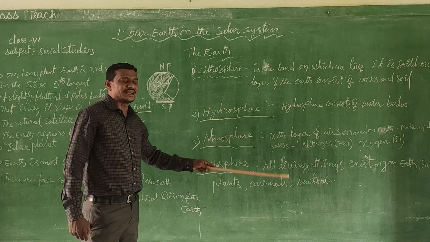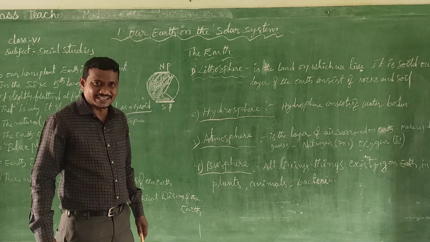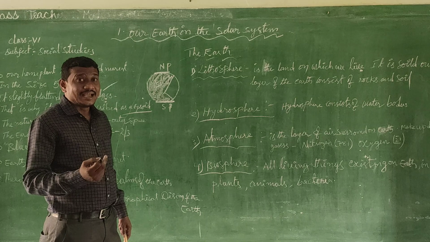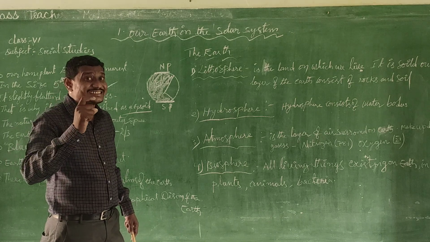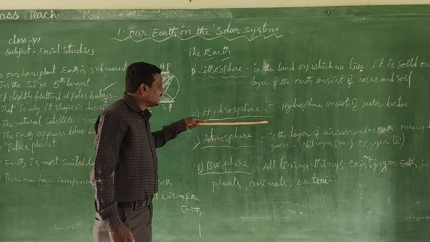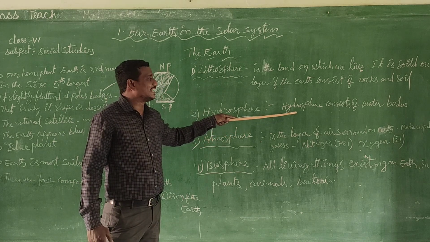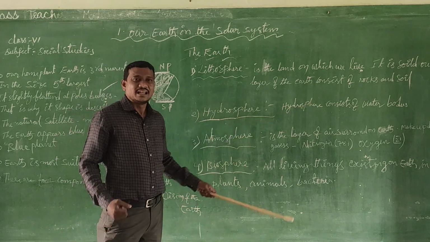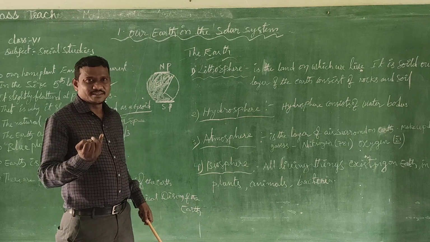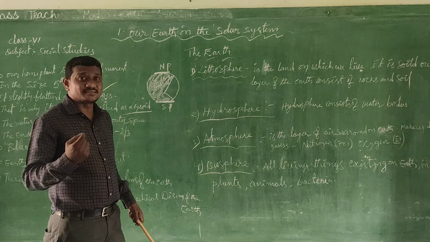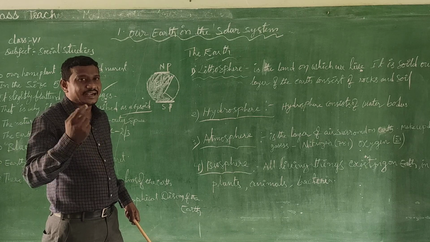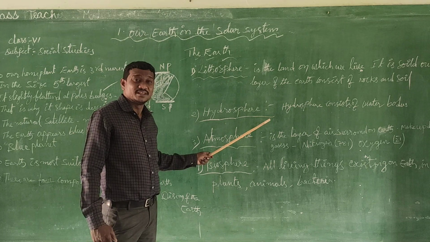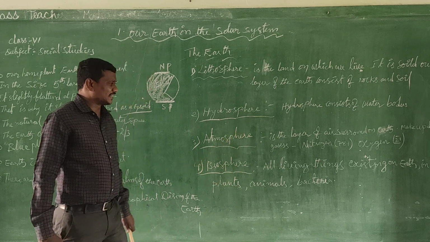Come to the second one, hydrosphere. This hydrosphere consists of water bodies. You know children, water bodies like oceans, seas, rivers, lakes, ice caps on mountains and tanks. Hydrosphere consists of water bodies like seas, oceans, rivers, lakes, ice caps on the mountains and tanks. These consist of hydrosphere.